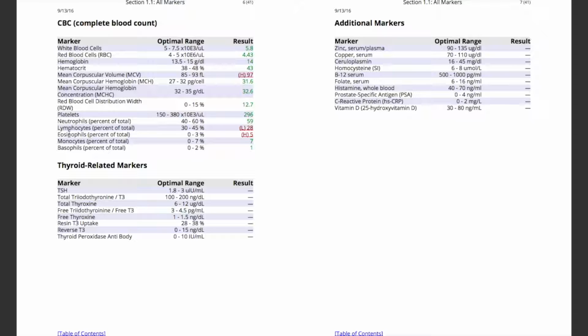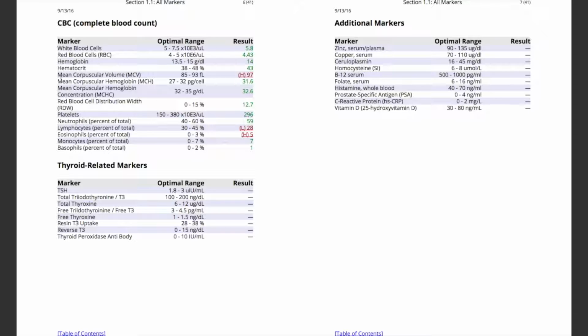Eosinophils, also another part of the immune system. And when this is high, this typically is because there's a parasitic infection. There could also just be some sort of strong allergic response, whether it's really strong seasonal allergies at the time that the test was taken, which she did not have, or it could also be stuff like food sensitivities and reactions to foods and whatnot.